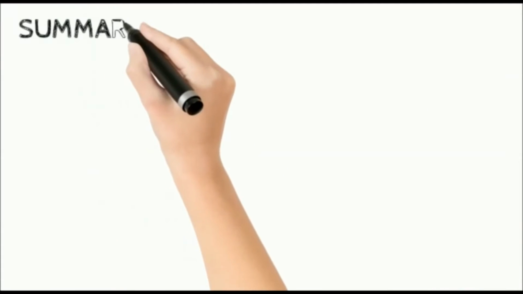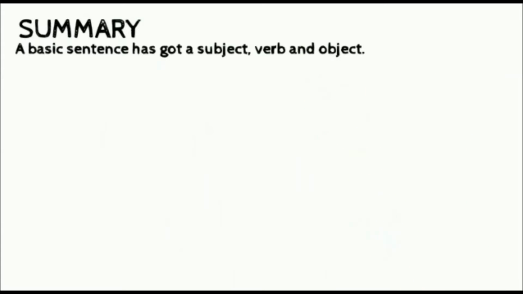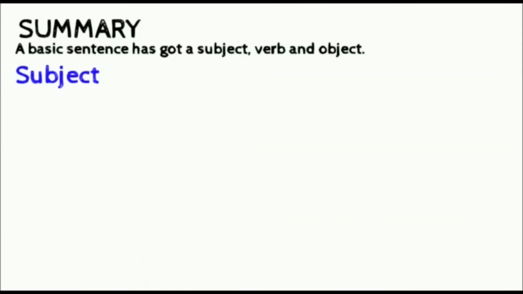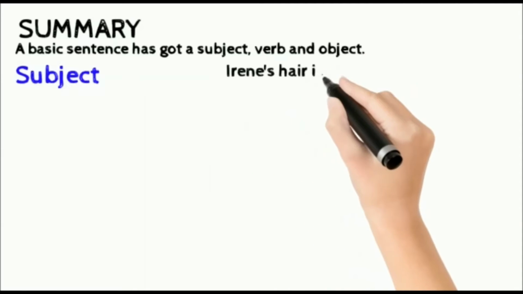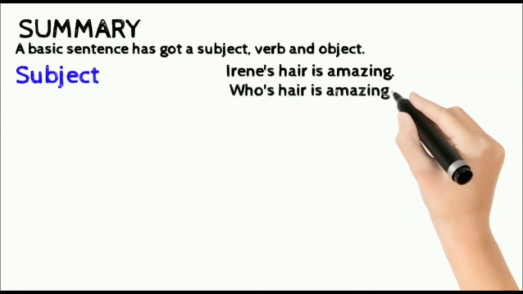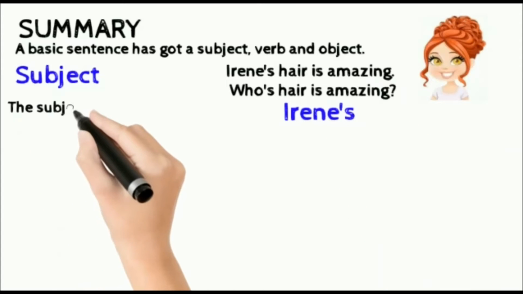We have reached the summary of this class. A basic sentence has got a subject, verb, and object. An example of a sentence explaining the subject is Iron's hair is amazing. Whose hair is amazing? Iron's. The subject in the sentence here is iron.